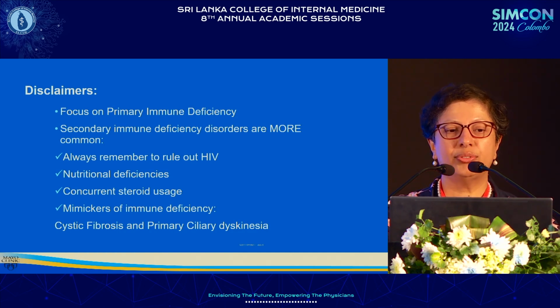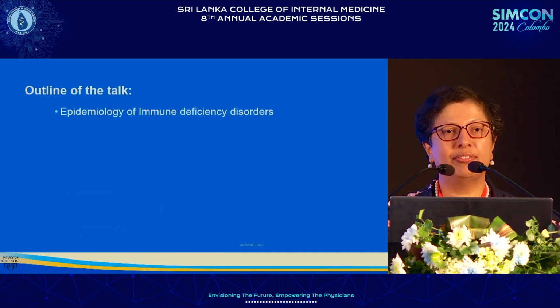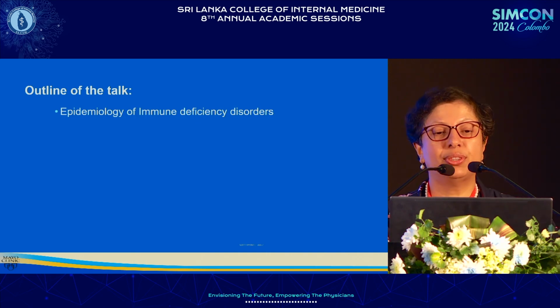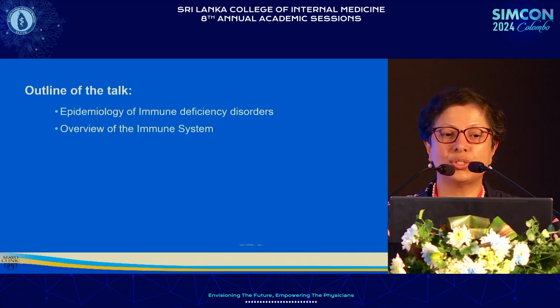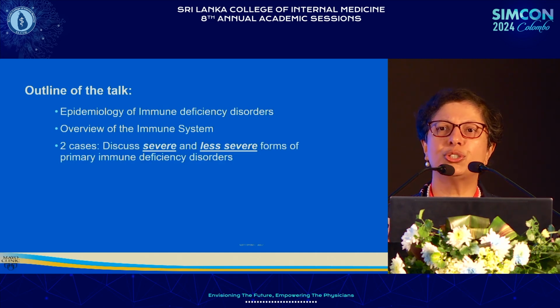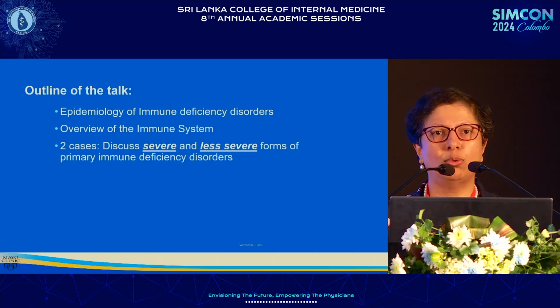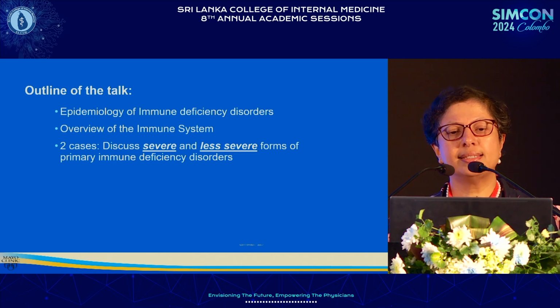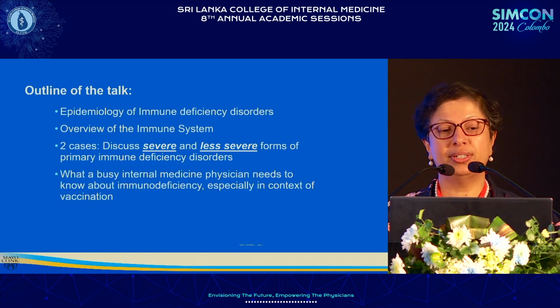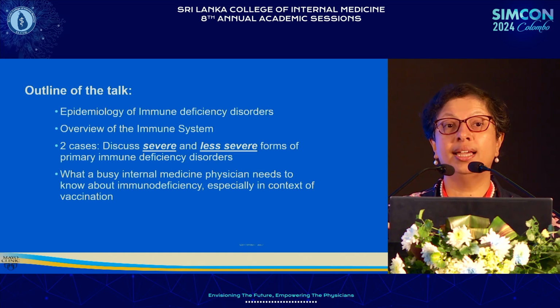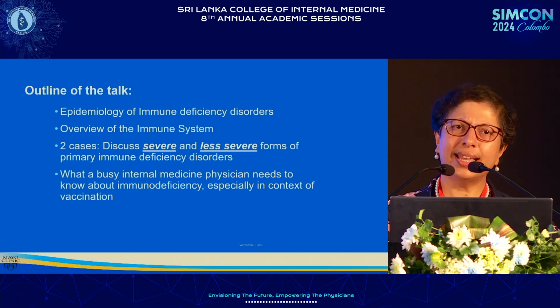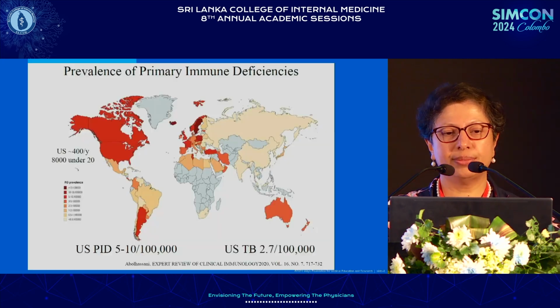So with that background in mind, I just want to have a brief outline. We'll talk about the epidemiology of the immune deficiency disorders. We'll talk about the overview of the immune system. We'll talk about two cases, and these are clinical pearls I want you to take home. We'll discuss a severe and a less severe form of immune deficiency. And finally, what a busy internal medicine physician needs to know about immune deficiency, especially in context of vaccination.